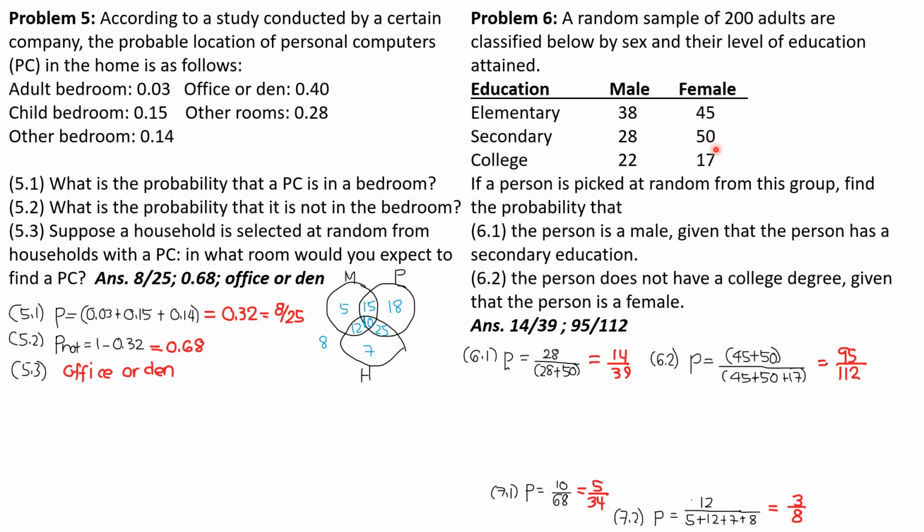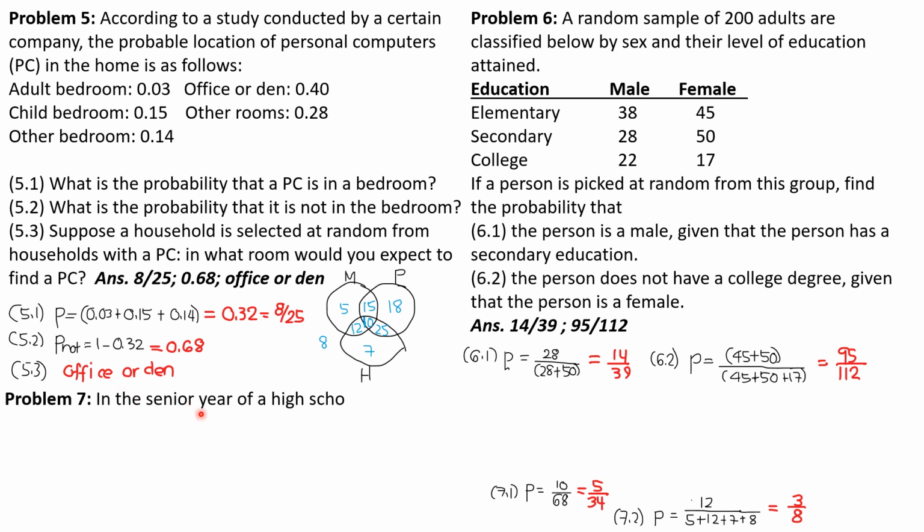the person should either be elementary or secondary students. So we have 45 plus 50. Then since this is the population under the female group, the total female is 45 plus 50 plus 17. So 45 plus 50 over the quantity 45 plus 50 plus 17 is 95 over 112. That's the solution, by the way.